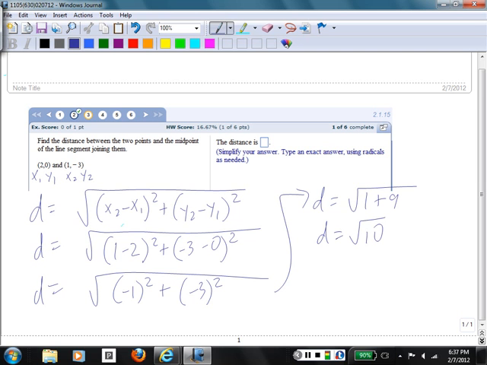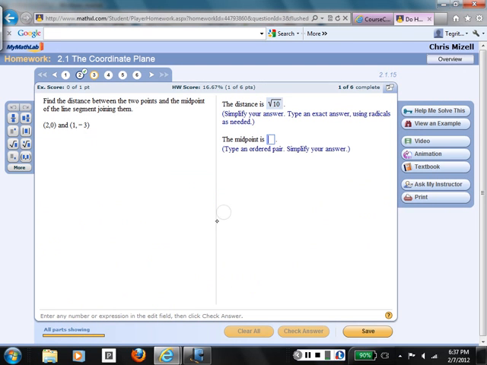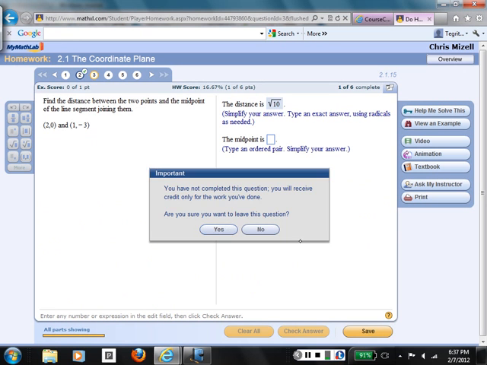It wants an exact answer using radicals as needed. So I'm thinking the square root of 10 should make it happy. Square root of 10? Yeah. Okay. Not too bad. But it didn't give me a green check mark. Save. There we go.